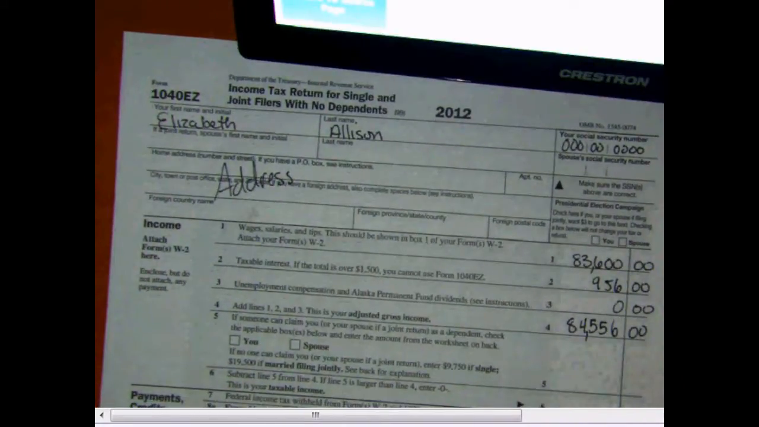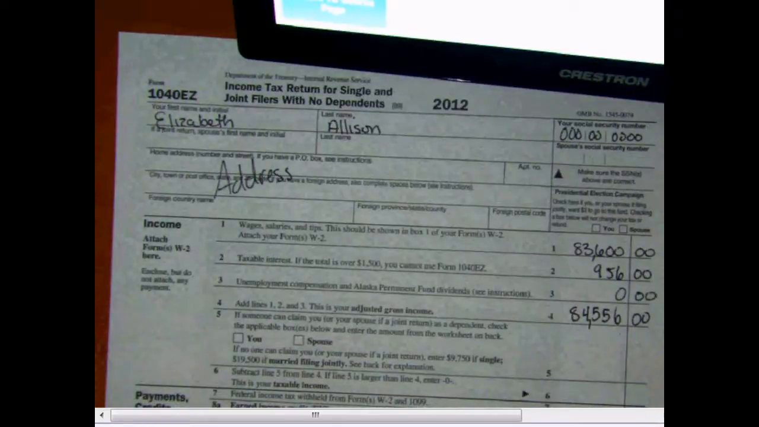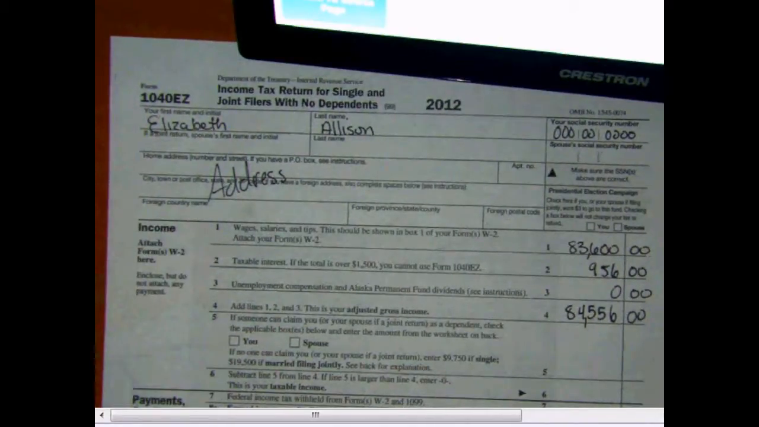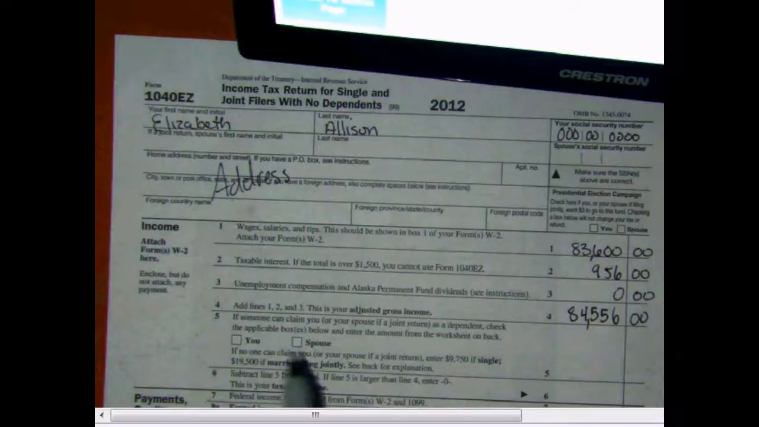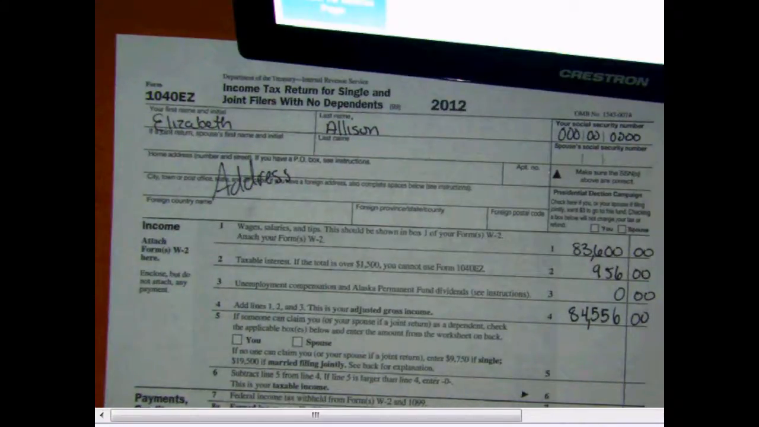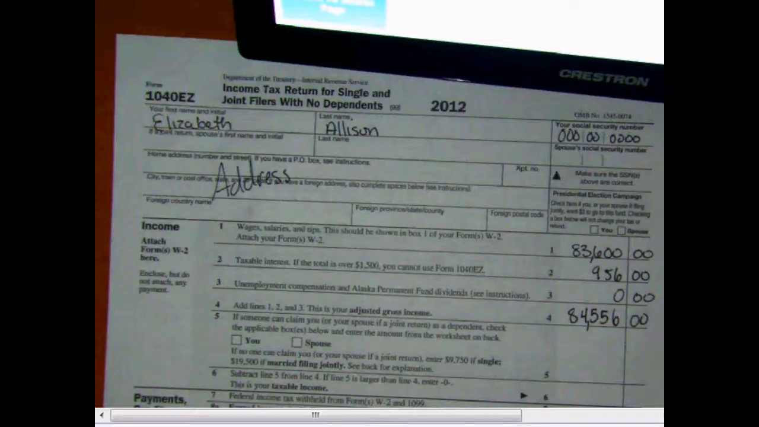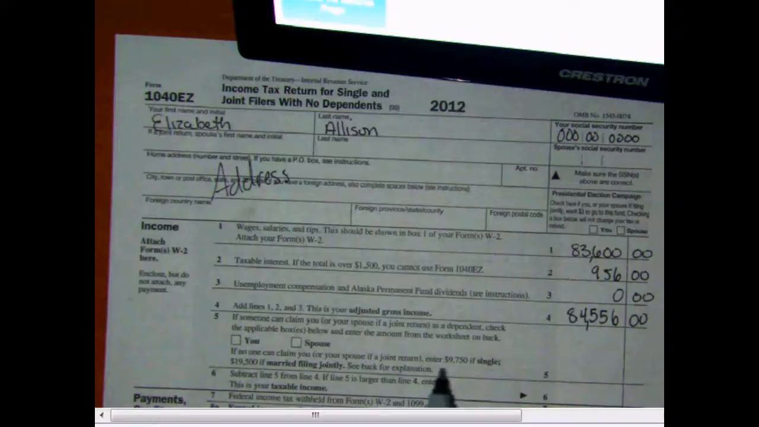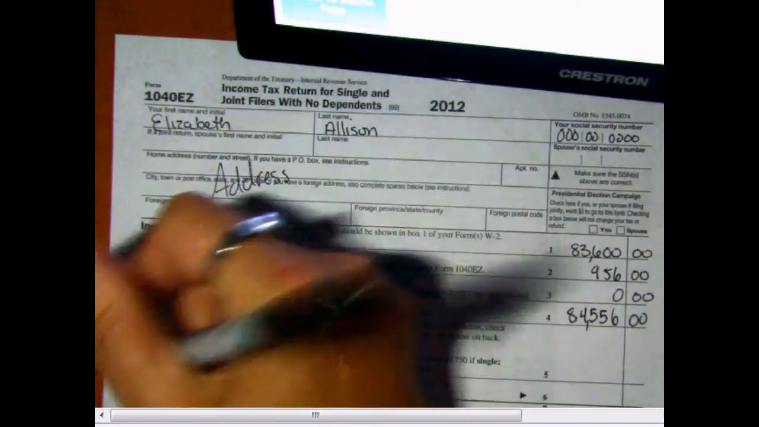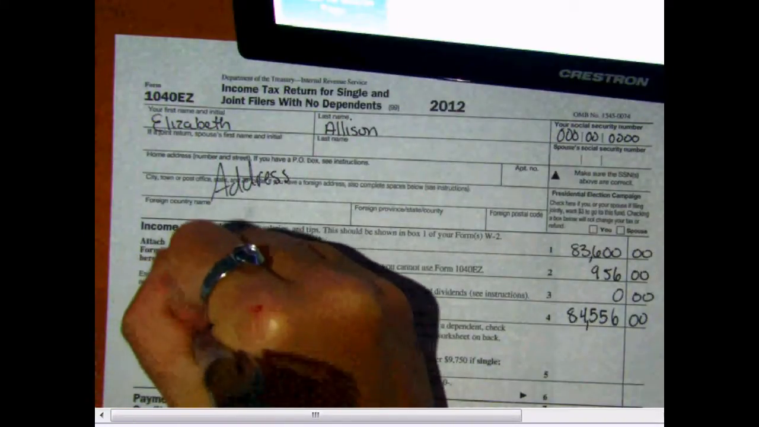We add these lines together, 1 through 3, and this is the adjusted gross income. You can see that this is the easy form because it walks you through it step by step. Add lines 1 through 3. If someone can claim you, click here. That's if you're still young enough that your parents are claiming you on your taxes. If they're not claiming you on their taxes, you don't check anything there. If you're single, you enter 9,750. If you're married, filing jointly, you enter 19,500. What this is right here is the standard deduction.